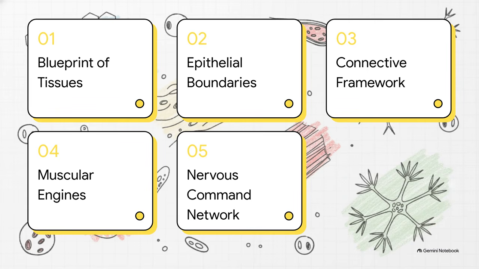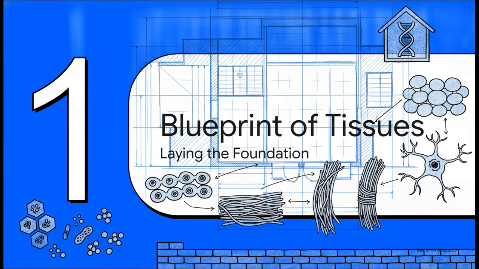First, we'll look at the blueprint of tissues. Then, epithelial boundaries, connective frameworks, muscular engines, and finally, the nervous system's command network. All right, let's jump right into part one, the blueprint of tissues, laying the foundation.